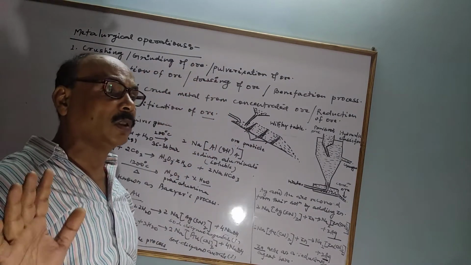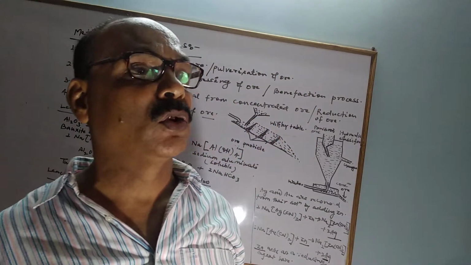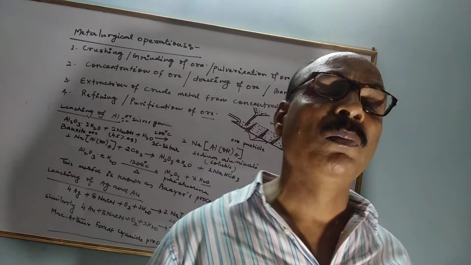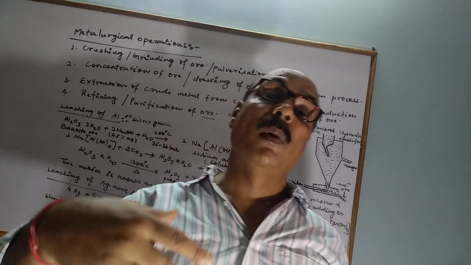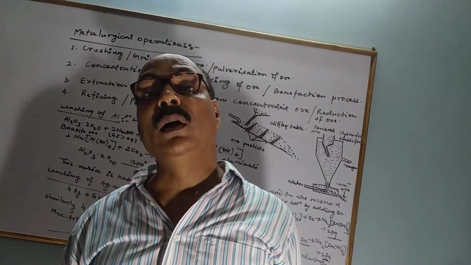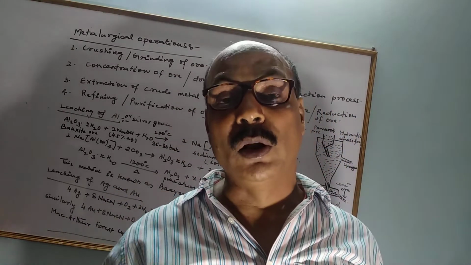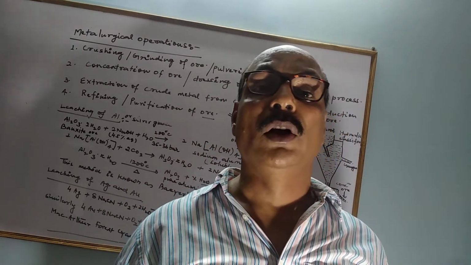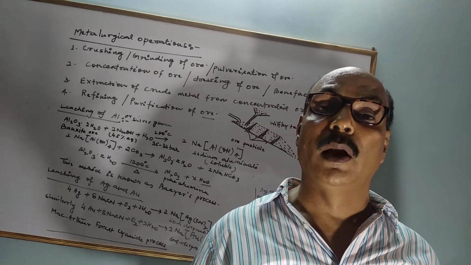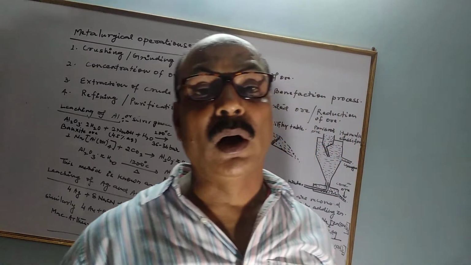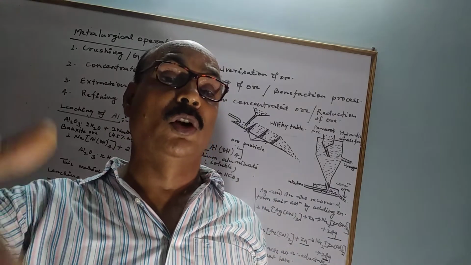And there are four methods by which concentration of ore is done. First one is hydraulic washing or gravity separation. Second one is electromagnetic separation, which is only for those ores in which either the impurity or the ore is attracted by a magnet. Such ores are separated by electromagnetic separation. Third, and very important, is the froth flotation method.